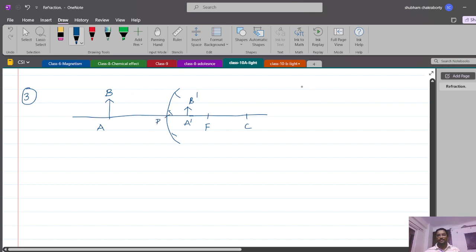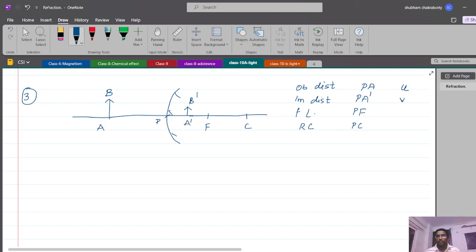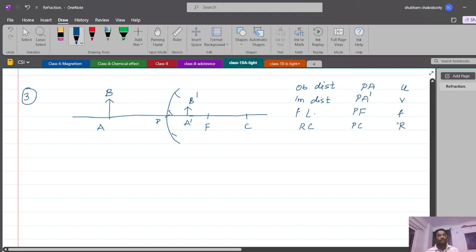Let's do the exercise. Object distance. The name, rule number 1, has to start from P, so it's PA. Image distance, rule number 1, starts from P, so PA dash. Focal length, rule number 1, starts from P, so PF. Radius of curvature, rule number 1, starts from P, so PC. Let's put up the variables U, V, F, and R.